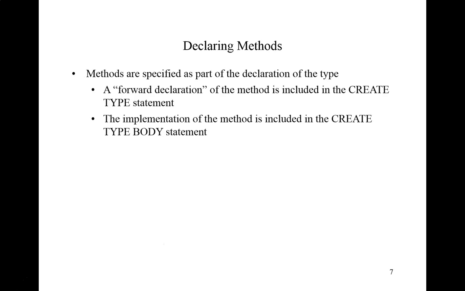How do we declare methods? Well, methods are specified as part of the declaration of the type. Remember, I had indicated that the create type statement includes a forward declaration or an announcement of the method. We introduce effectively the signature. Within the create type body statement, we provide the implementation of the method.